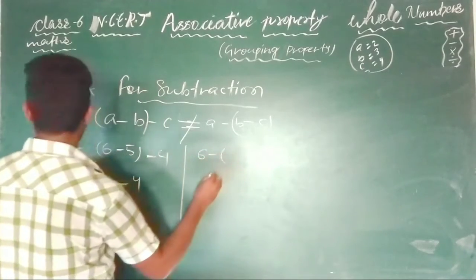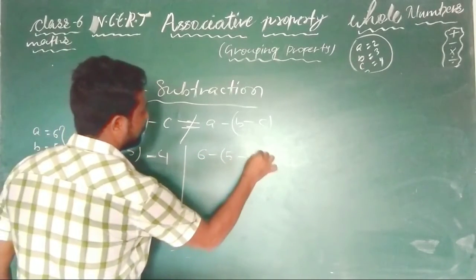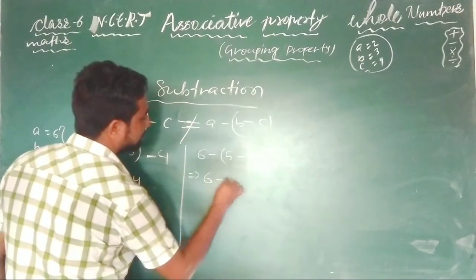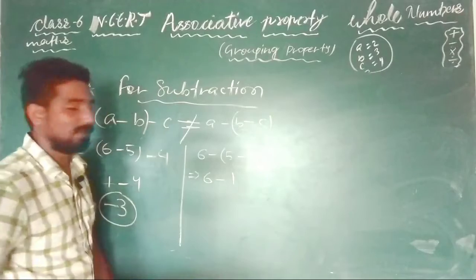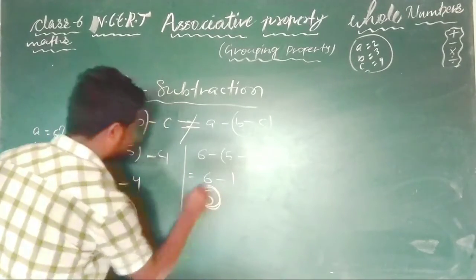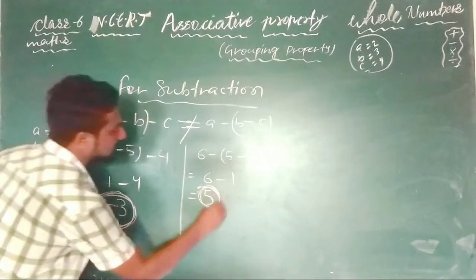6 minus B is what? 5. C is what? 4. Now as per the simplification rule, bracket process first. So 6 minus 5 minus 4, that is what? That is 1. So 6 minus 5, that is what? You can see that is 5. Now you see the answer. This was minus 3 and this has come 5.